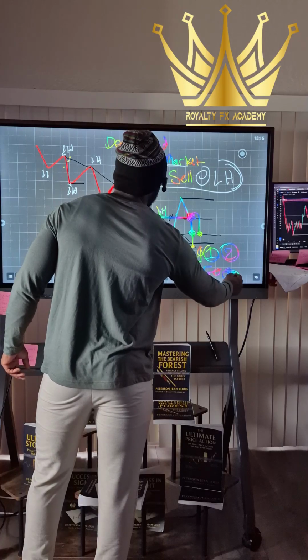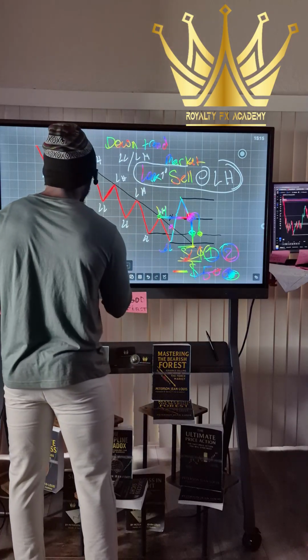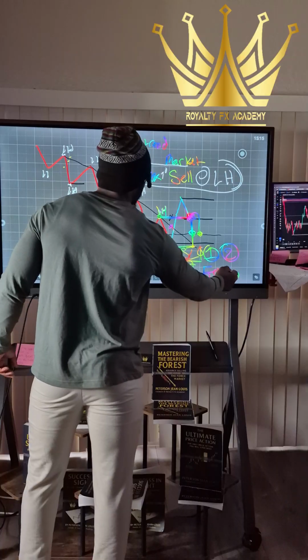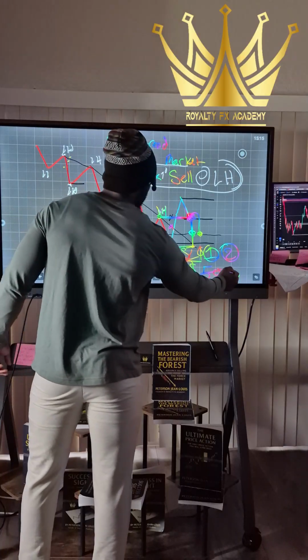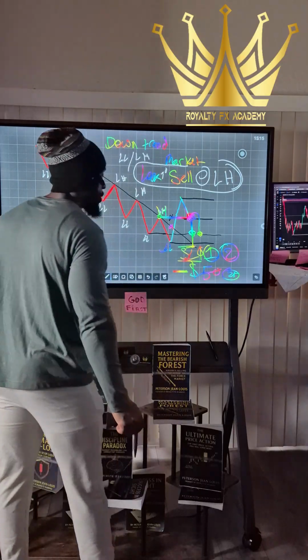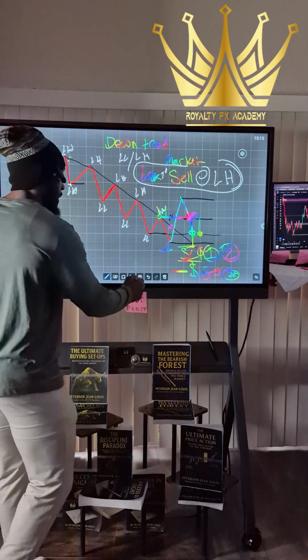Let me clean that up real quick. It falls to the next one. Now you're risking 25, or you cut your losses short, you only lost 25.